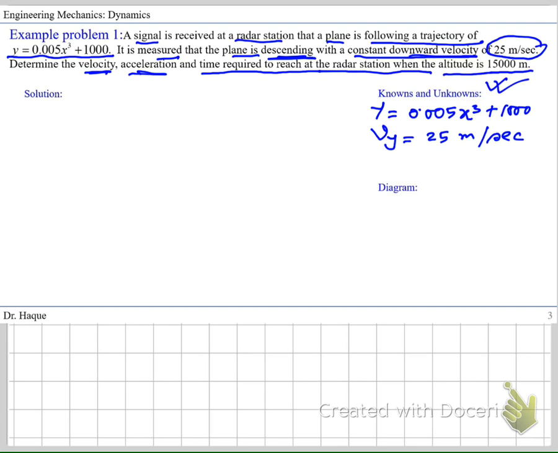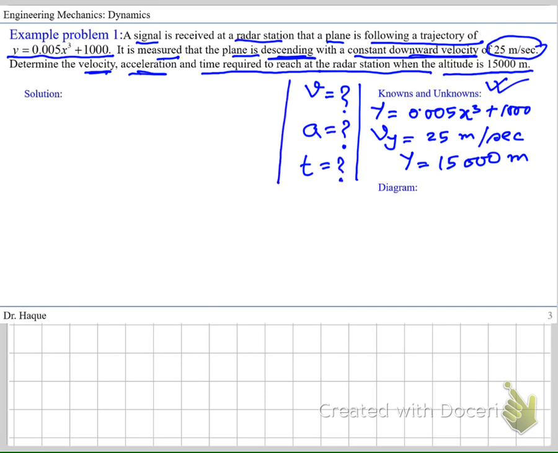And let's see if anything else is given. And the current altitude is y, which is 15,000 meters. Okay, so these are the knowns. So what are the unknowns? What are we looking for? It says determine the velocity, meaning the magnitude of the velocity, which we don't know, the acceleration, the magnitude of acceleration, and the time required to reach the radar station from the current position.